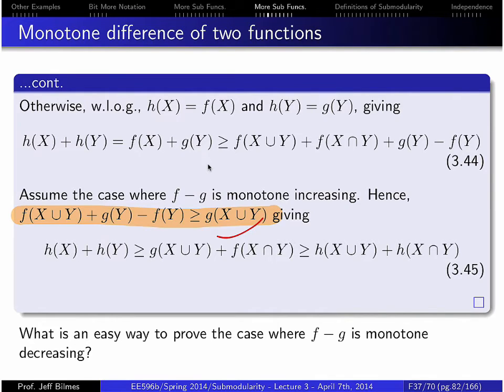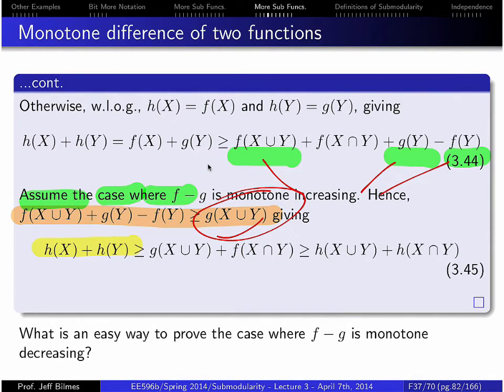Now we can just associate f of the union with this f of the union, g(y), which is equal to this, minus f(y), which is equal to this, and therefore replace these three things with g(y). What we end up getting is h(x) plus h(y) is greater than or equal to g of the union plus f of the intersection. Okay, there's one last inequality to show, which is this one.